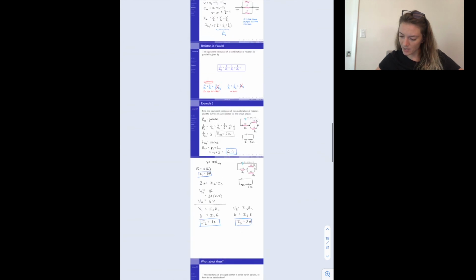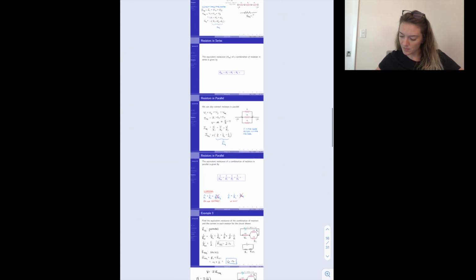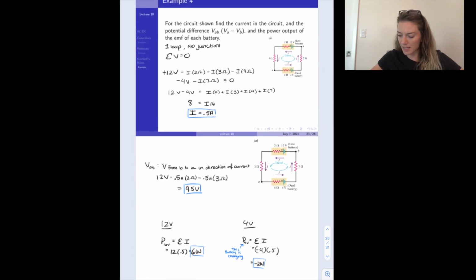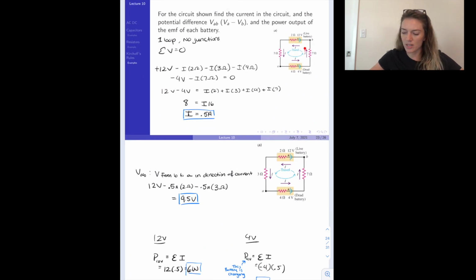It would be something more like this, where you just have maybe one loop or two simple loops and just a single battery. I won't ask anything with multiple batteries. It will just be one or two loops with a couple of resistors and one battery.